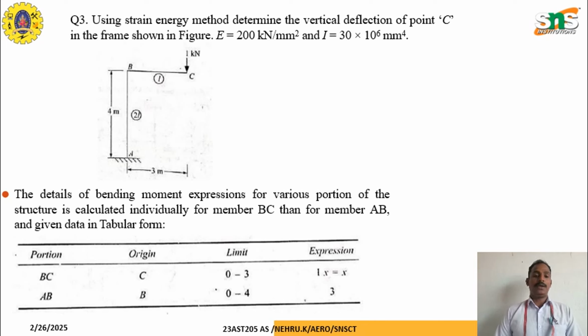Here we have the AB and BC spans. AB has length 2L with moment of inertia 2I, and BC has moment of inertia I. The load of 1 kilonewton acts at point C. So the details of this beam are expressed for the various portions of the structure.